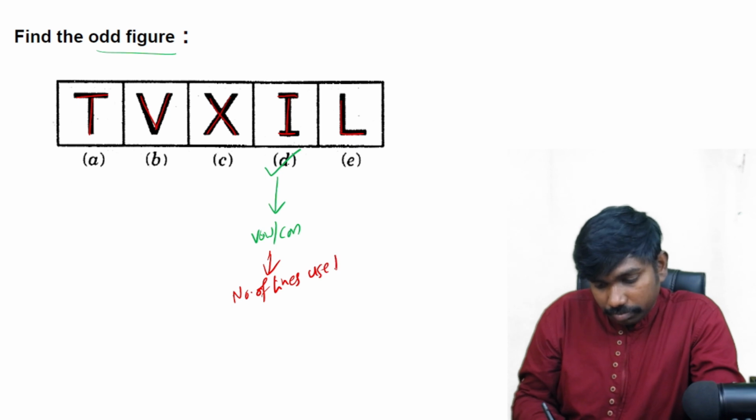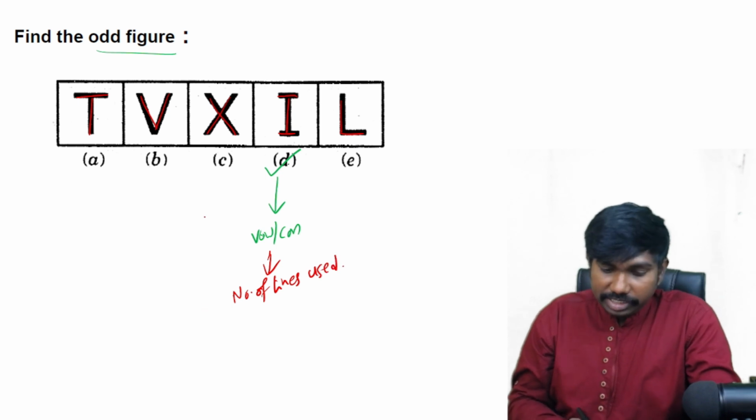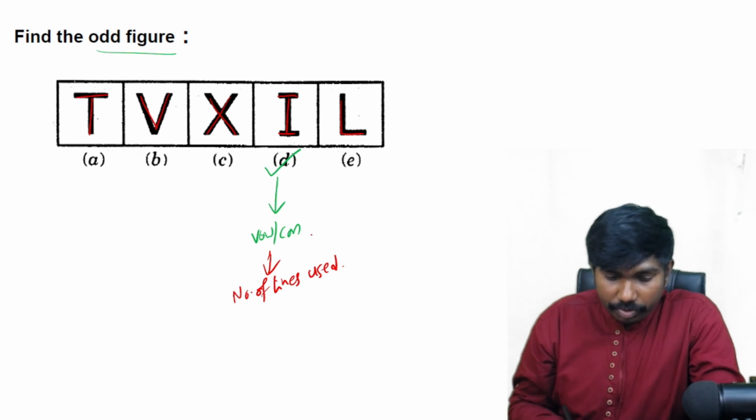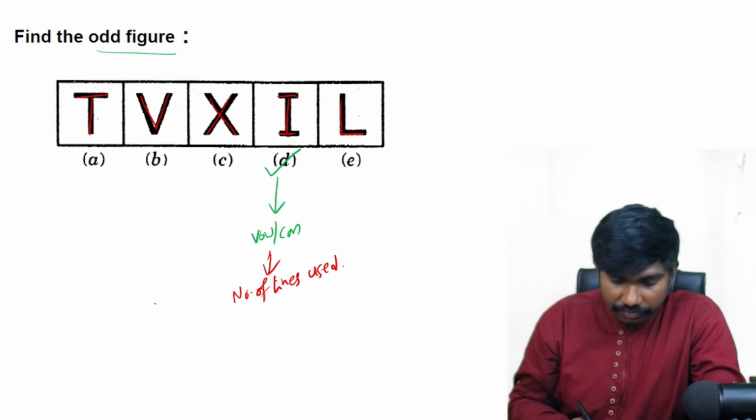Number of lines used to draw the figure: all except option D use only 2 lines. Next, we still have some more logics here.